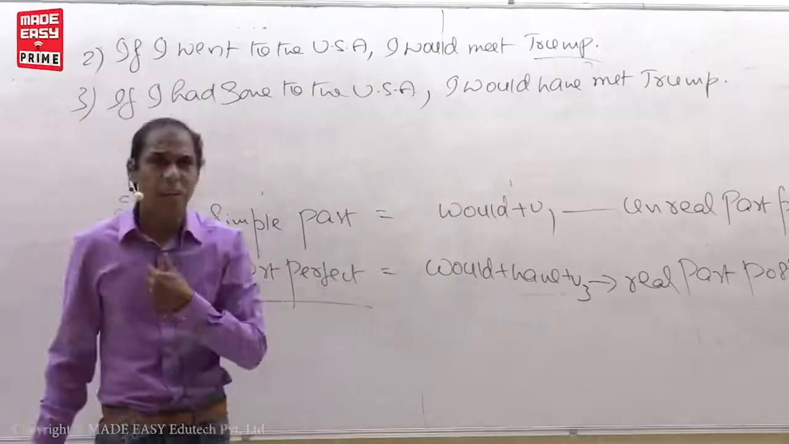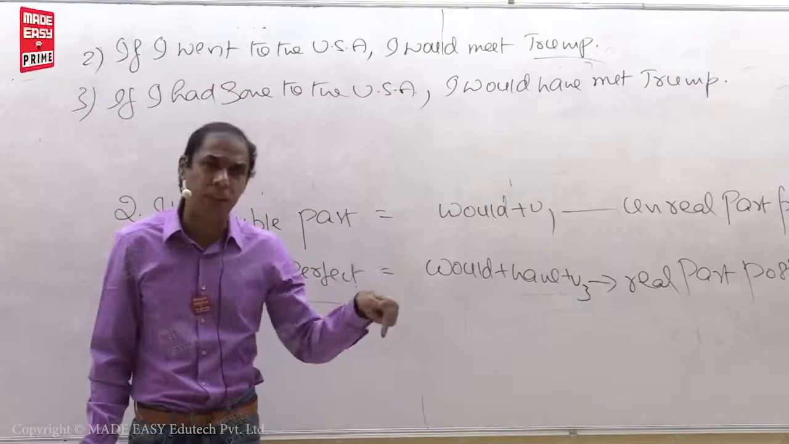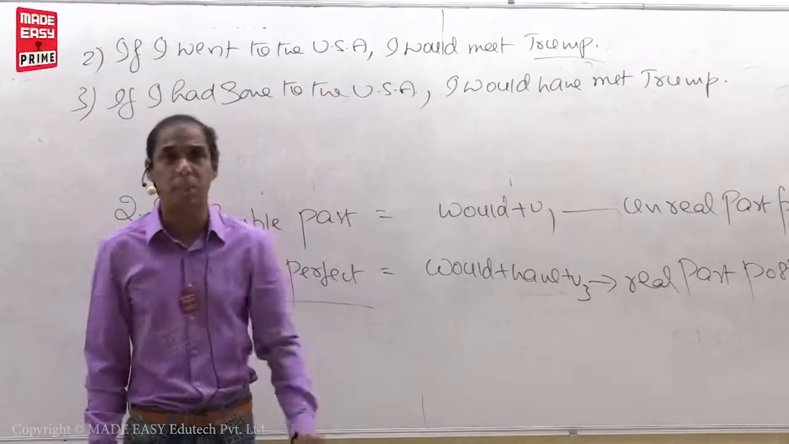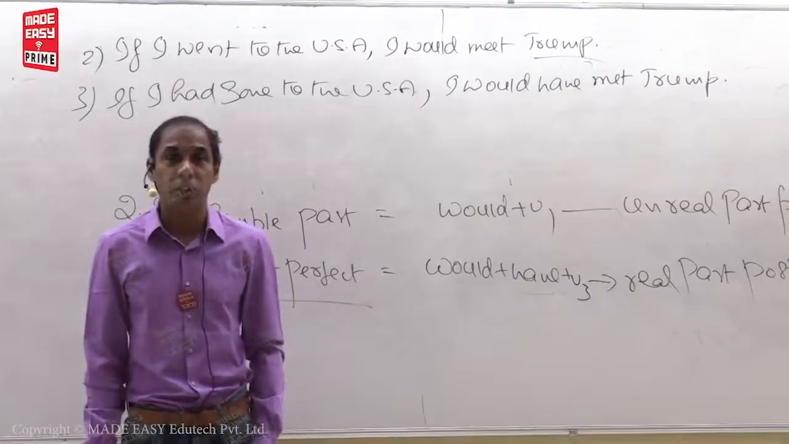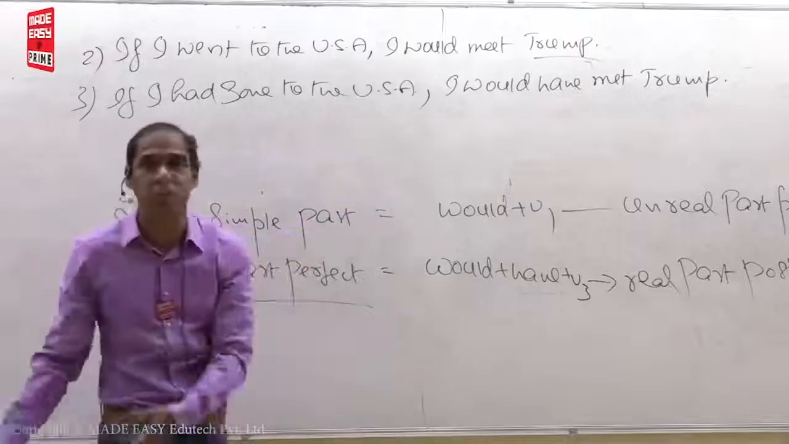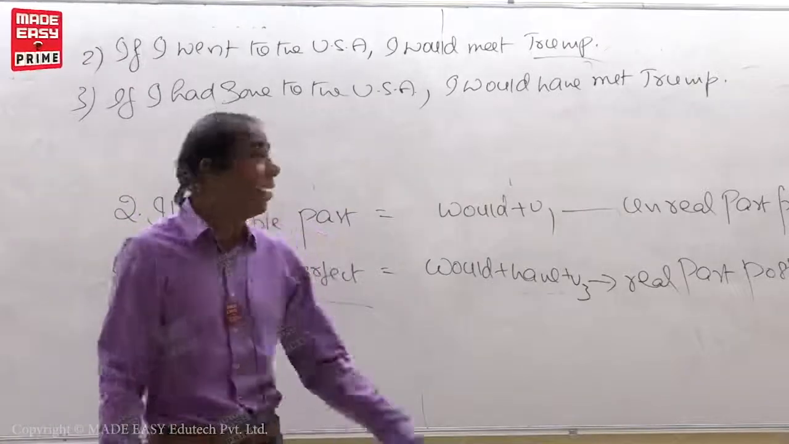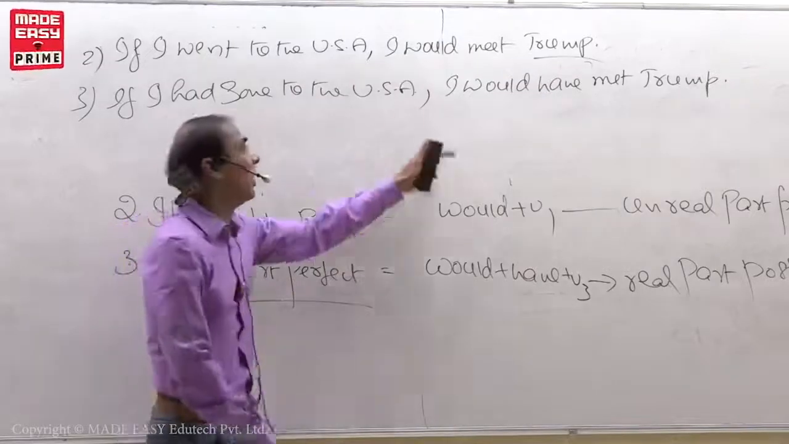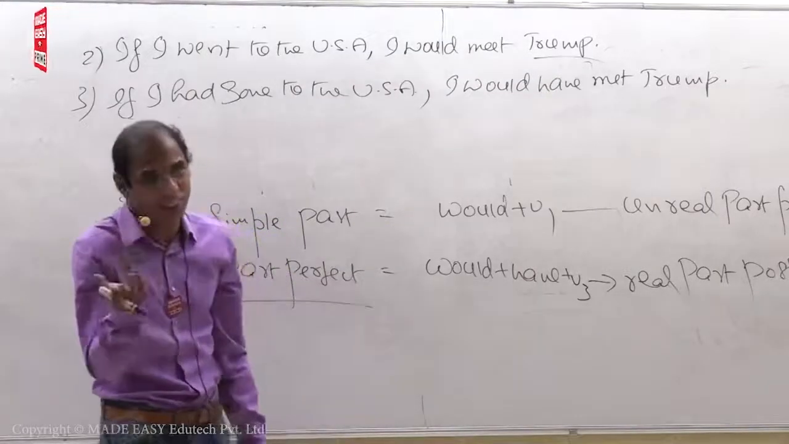Third formula: If I had gone to the USA, I would have met Trump. So many times I went to the USA. So many times I met Trump. I can meet him. So there is reality in my statement. If there is reality in your statement, use the third formula. That's it. When you are using the second formula, give the expression of unreality. When you are using the third formula, give the expression of reality.